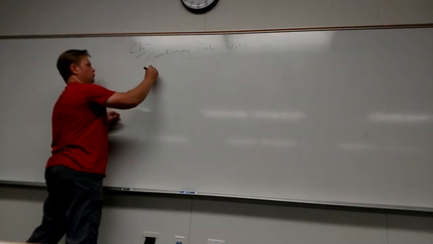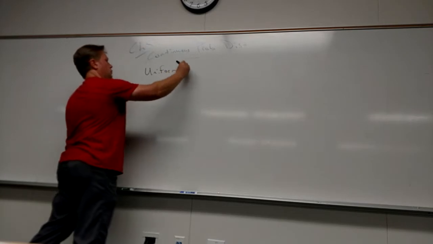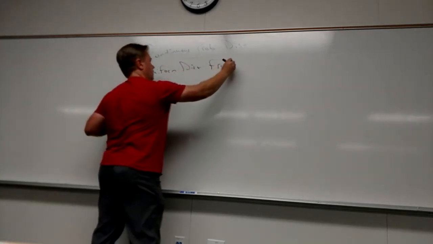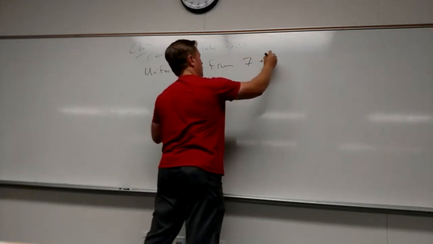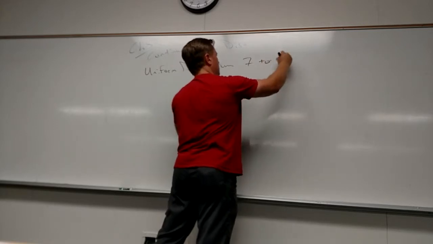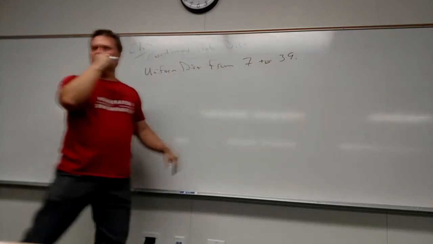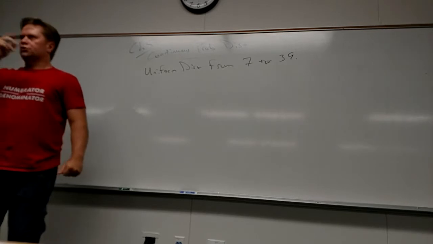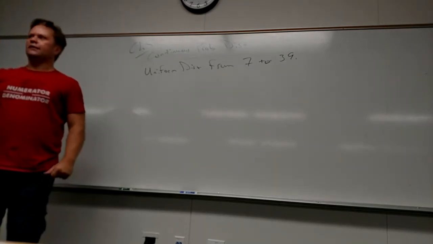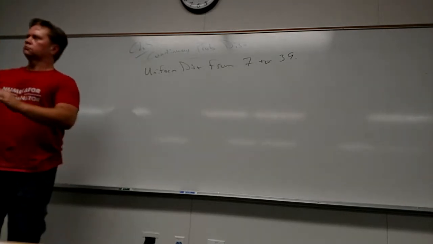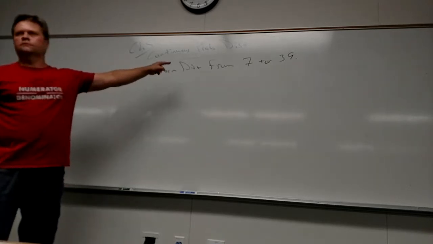So let's say I have a uniform distribution from 7 to 39. Draw that, find the height. Go. Draw this, find the height.